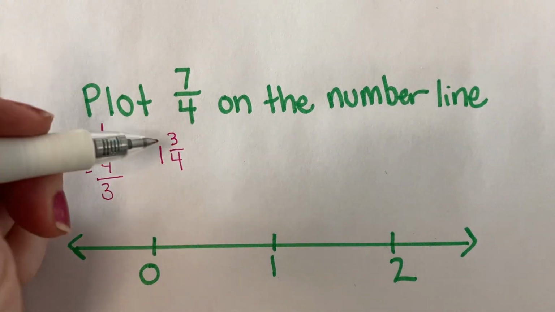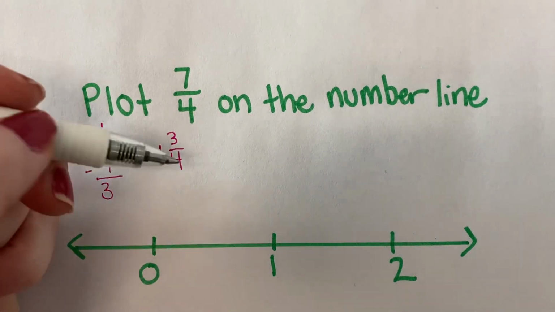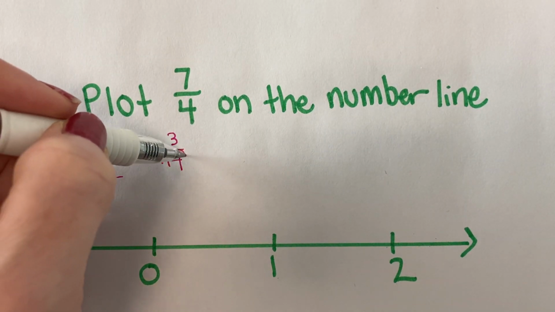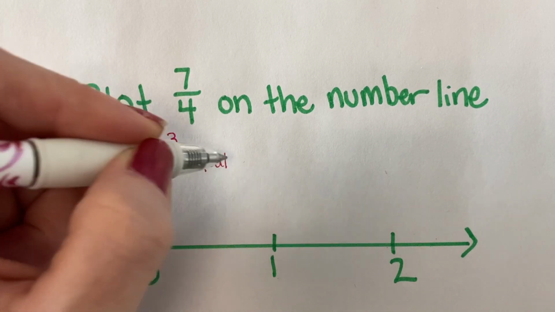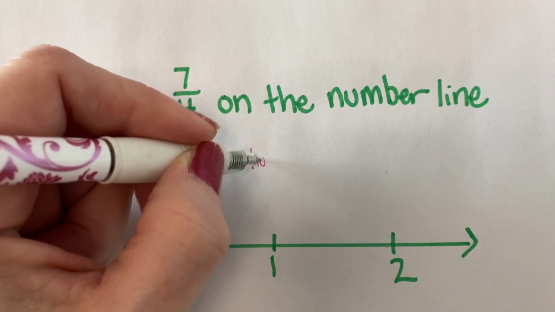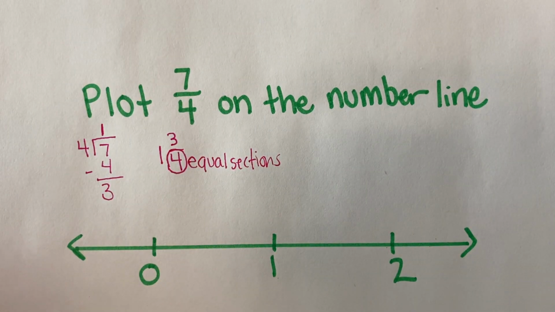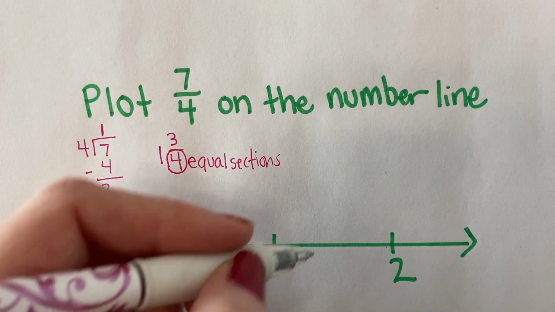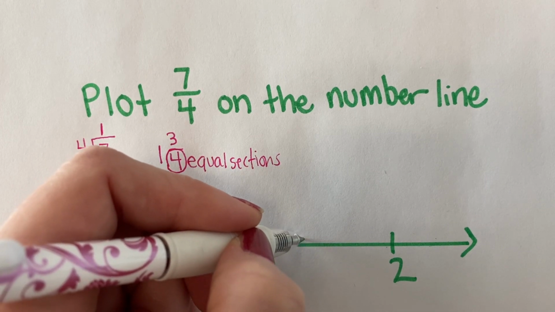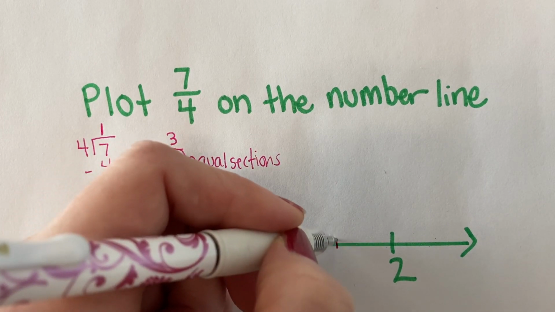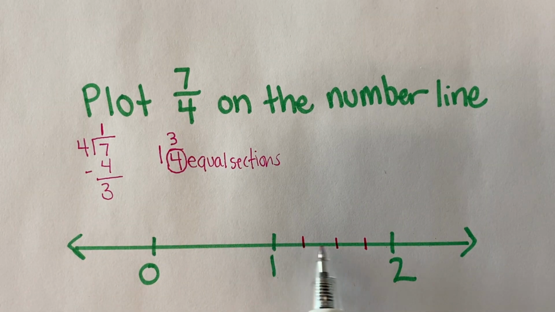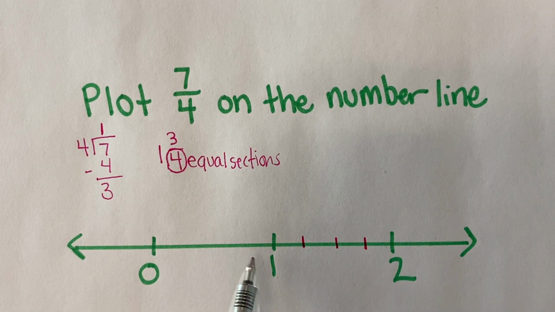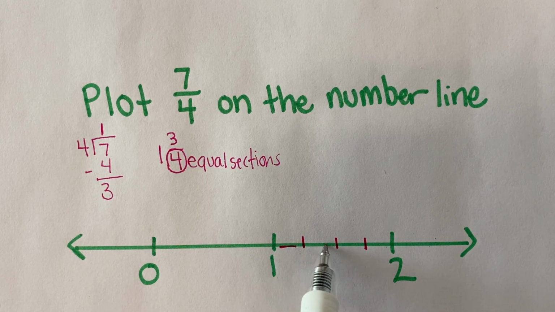So what we're going to do is we're going to split this space into 4 equal sections. We'll do that first. And we're just eyeballing this. We're not actually measuring, we're just eyeballing it. So you ready? I'm going to try to split this into 1, 2, 3, 4. So it would count 1, 2, 3, 4. You've got 1 equal section, 2 equal sections, 3, 4.